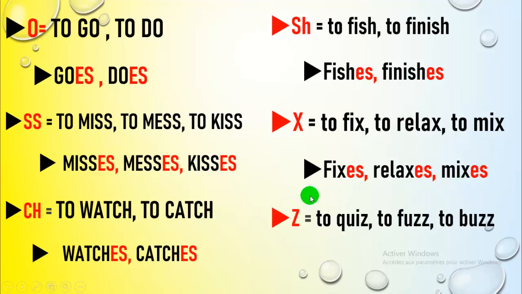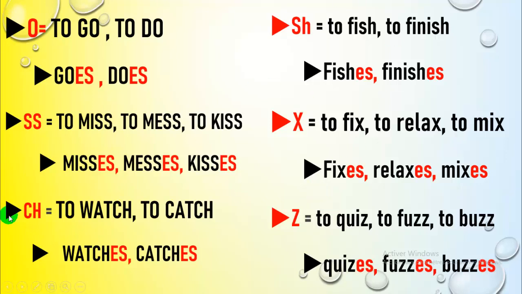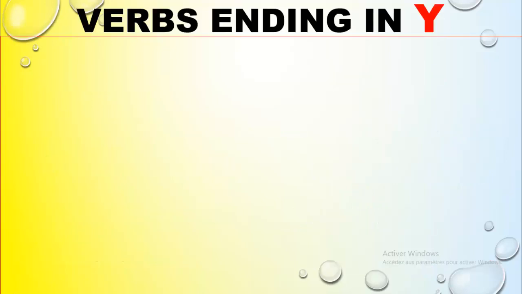Verbs ending in Z, or ZZ if you want: to quiz, to fuzz, to buzz. Here you have quizzes, fuzzes, buzzes. So when you meet these verbs at the third person singular, simple present, don't just add S, add ES. It's alright?